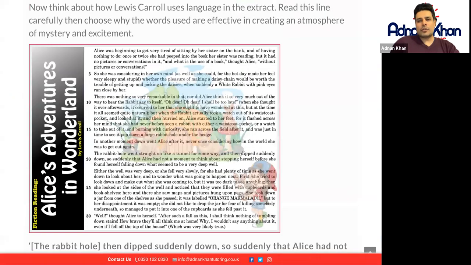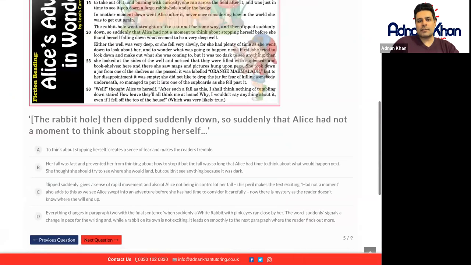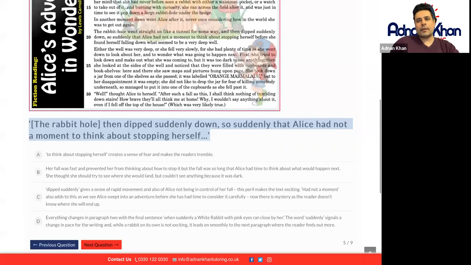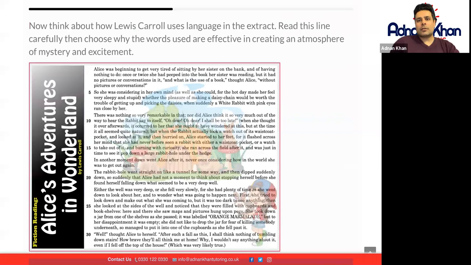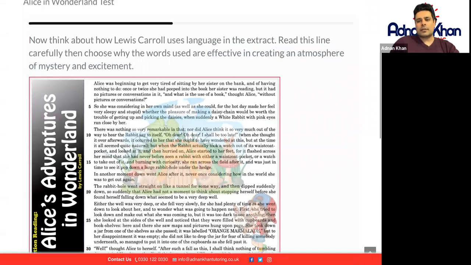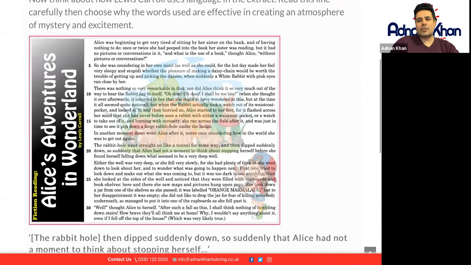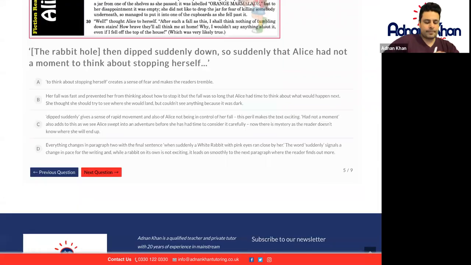And let's go into question 5. Exactly the same question, but a different statement this time around. The rabbit hole then dipped suddenly down, so suddenly that Alice had not a moment to think about stopping herself. So again, go back here. Choose why the words used are effective in creating an atmosphere of mystery and excitement. So which ones do you think have mystery and excitement in them concerning the statement?